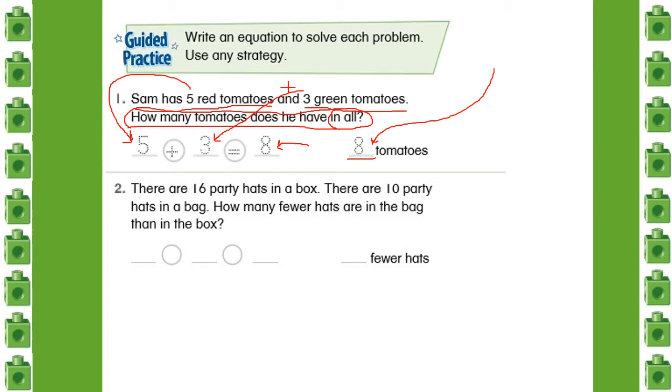So for number 2, it says there are 16 party hats in a box. There are 10 party hats in a bag. How many fewer hats are in the bag than in the box? This is like the one we saw on the previous slide with the books on the table and the shelf. Okay, so you'll underline the information that we have, and you'll definitely want to circle the question, which has this important word, how many fewer? Actually, all of this is important. How many fewer? So we would circle that, okay?